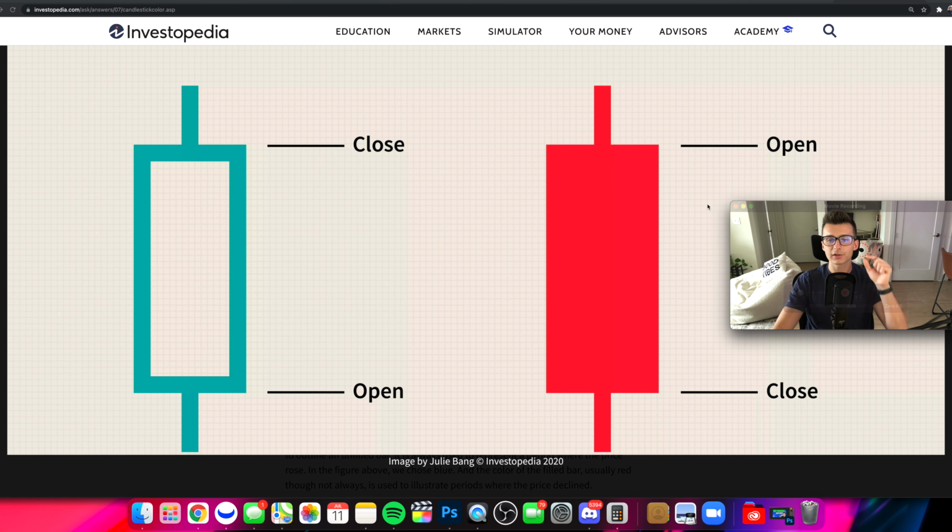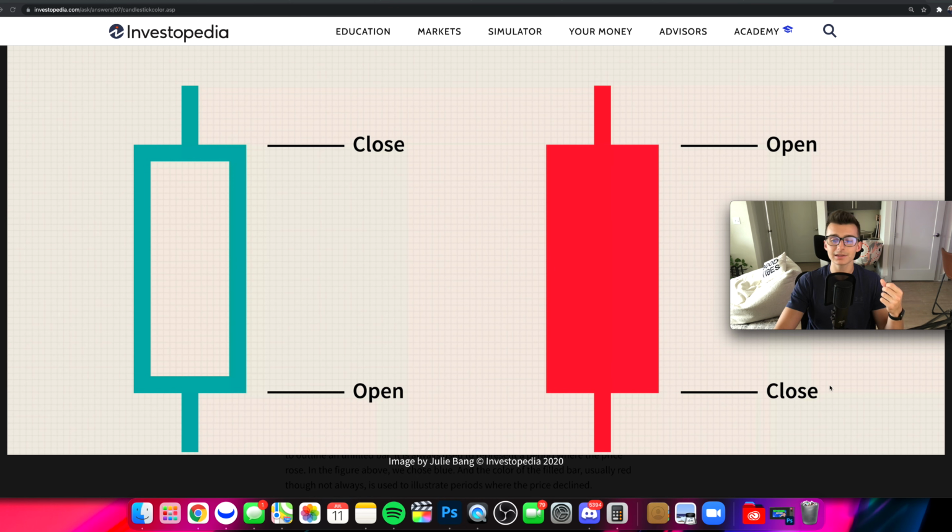Moving myself up here, so now a solid candle, in this case, is a red solid candle. A solid candle, all you have to know is that it means that the price action from the open to the close was down. So the open of a solid candle will be the top of the body, and the close of a solid candle will be the bottom of the body. Now here we have a red solid candle.